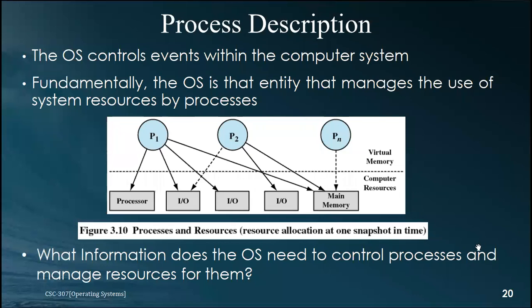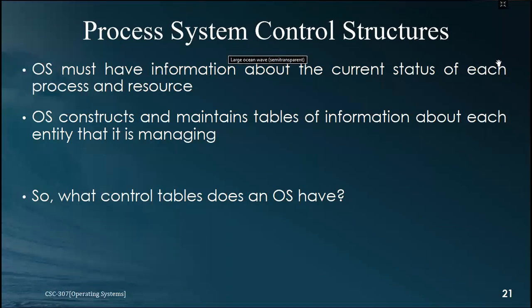And for that, we have a process system control structure. So what is it, and what does it control? The operating system must have information about the current status of each process and resource. Like if you have 10 printers in your home or office, your computer has to know what each of these 10 printers is doing, which one is being used, is printing, and how much time it will take before printing is finished. Then when a new process comes with a printing command, it can say go to this printer, it will be finished first.